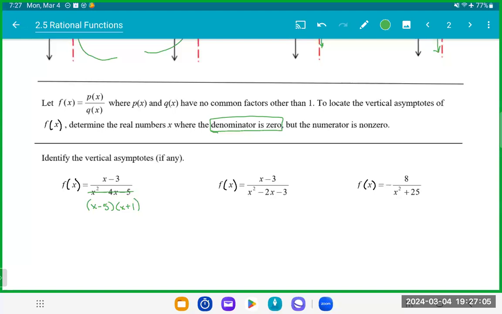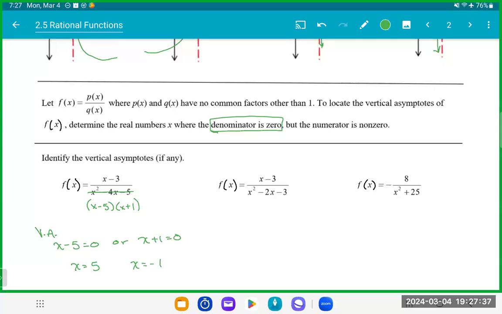You can see that there are no factors in the numerator and the denominator that are the same. So since there are no factors that are the same, we have a vertical asymptote when x minus 5 equals 0 or x plus 1 equals 0, because if either of those equals 0, our function is undefined and we cannot have that. So that's why we would have a vertical asymptote there. That occurs where x equals 5 or x equals negative 1.